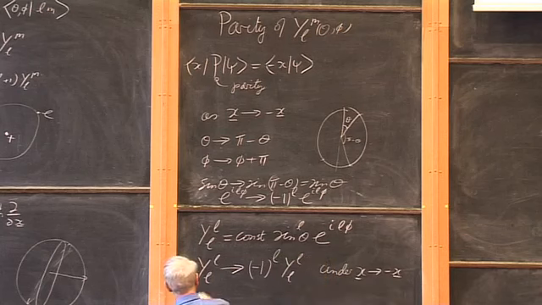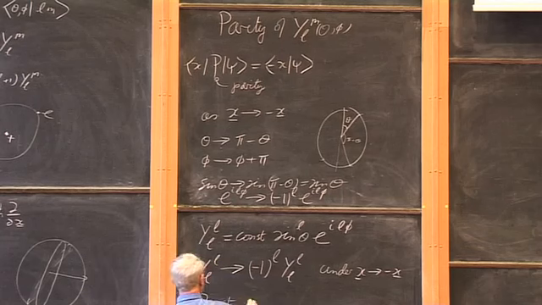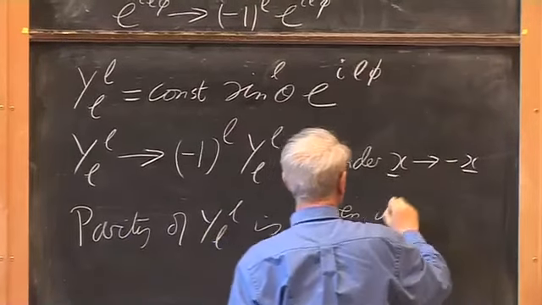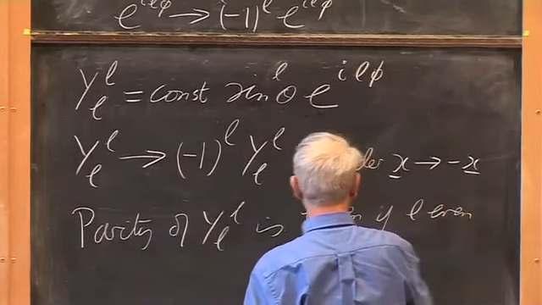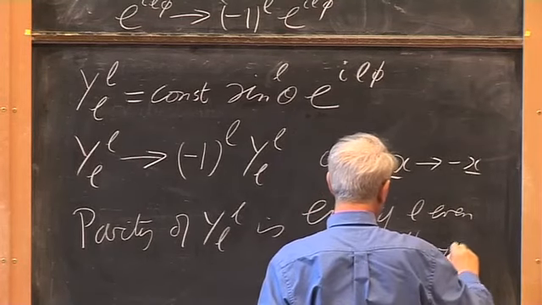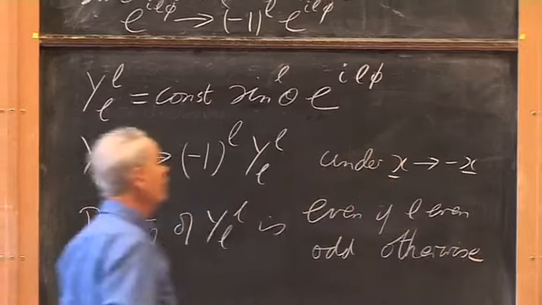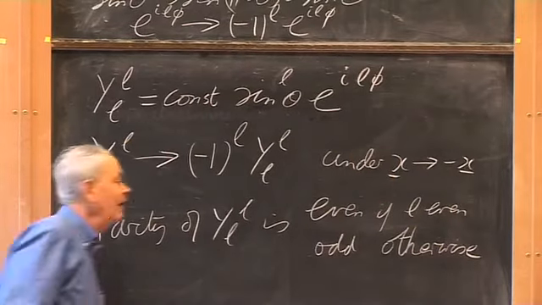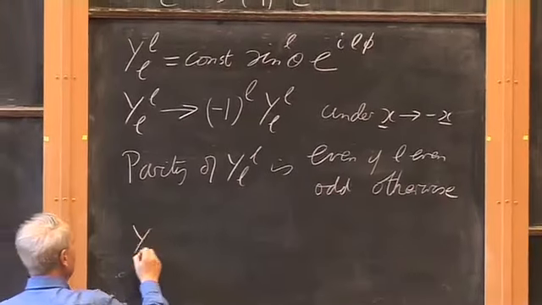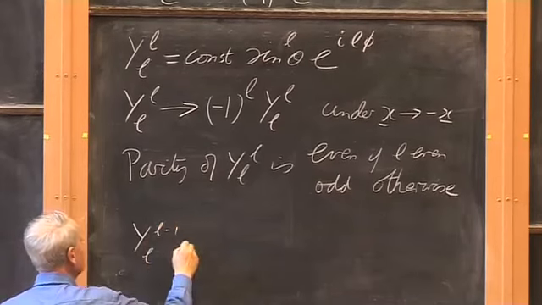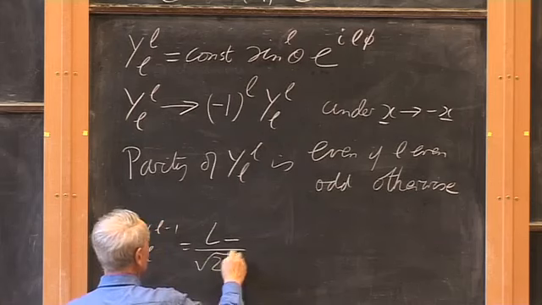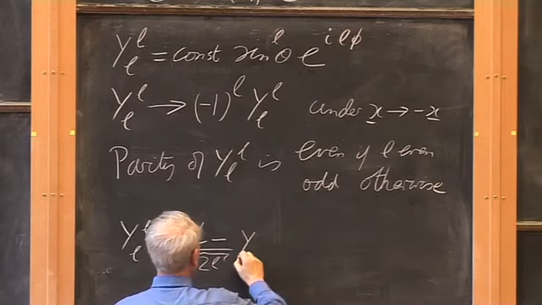So this means the parity of YLL is even if L is even and odd otherwise. That's a very important result, and moreover it generalizes because we have that L minus YLL over some square root that's really boring. Well, it turned out to be 2L, so we may as well put it in.